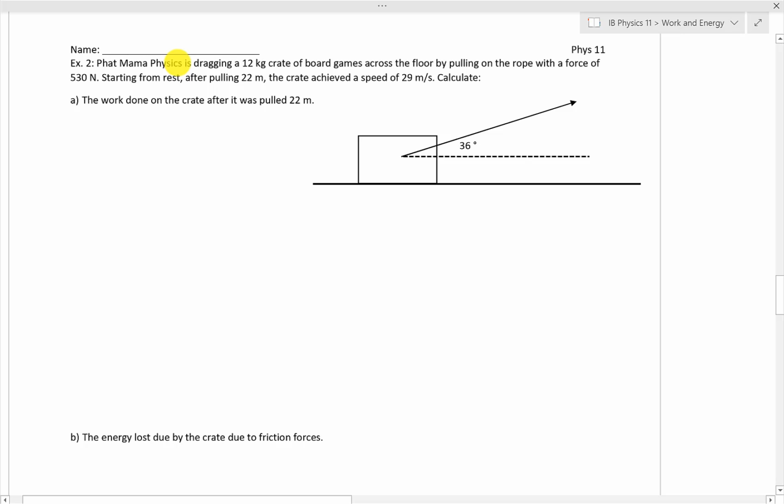In this video, we are going to apply the work-energy theorem, which is that the work is equal to the change in an object's or system's kinetic energy. So let's get down to it. Fat Mama Physics is dragging a 12-kilogram crate of board games. Same question as before, but now we can see it in a new light.